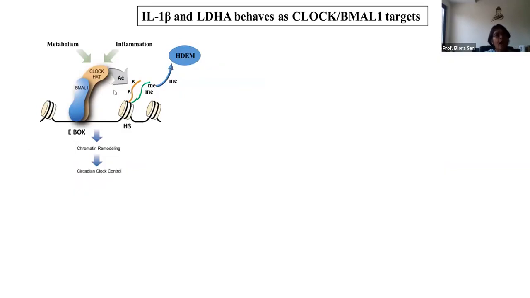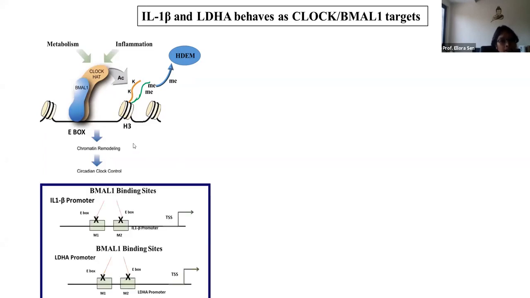Now, clock has histone acetyltransferase activity. When clock acetylates the histone marks here, increased acetylation is accompanied by diminished methylation, resulting in the opening up of the sites on the E-box and allowing the clock-BMAL1 complex to come and bind here.